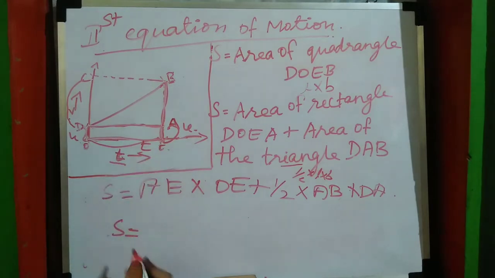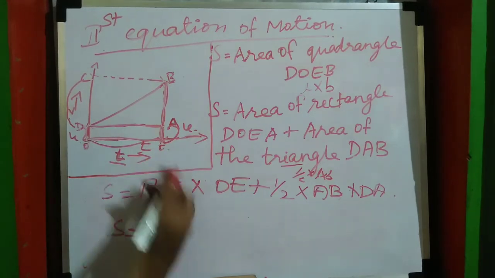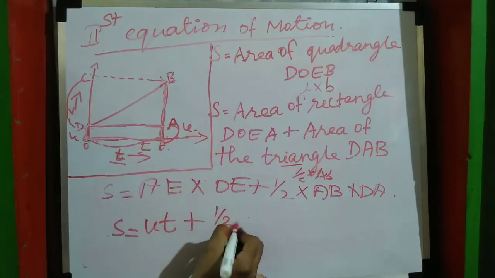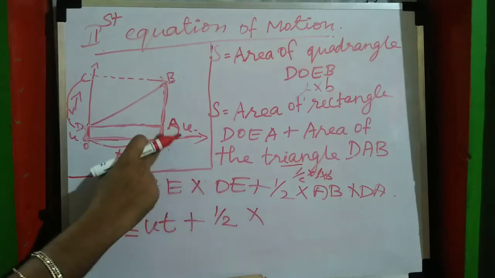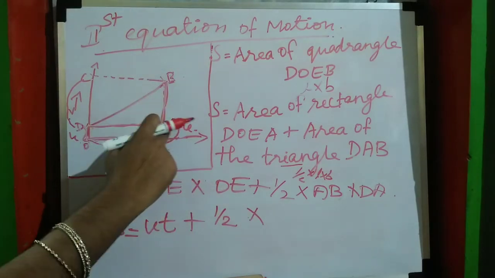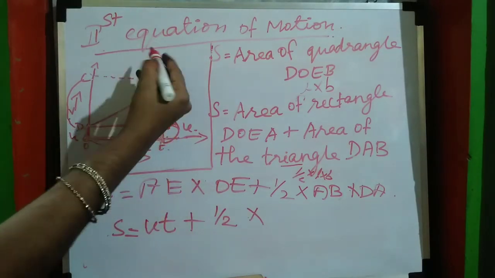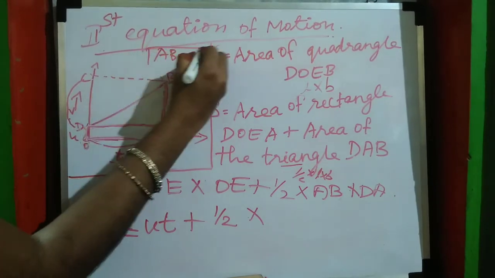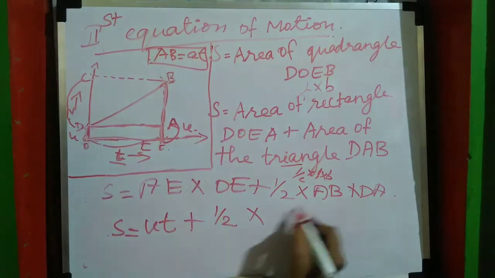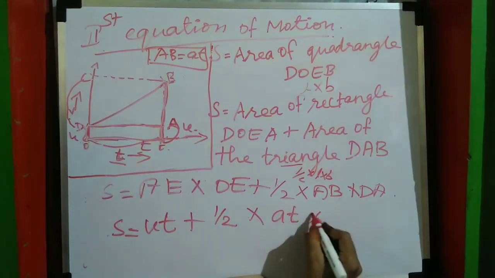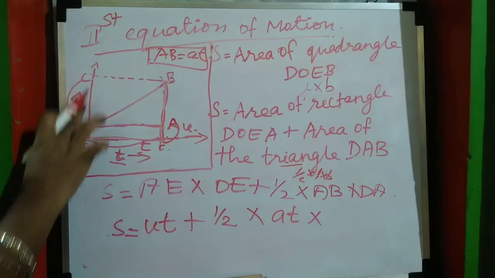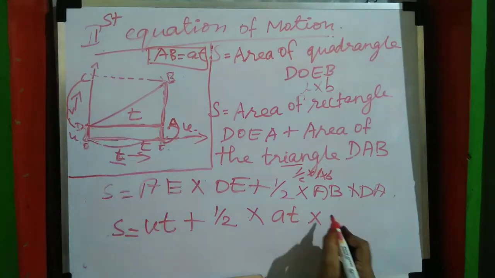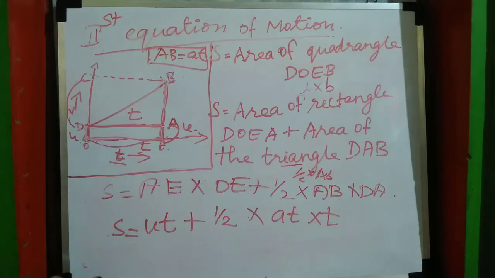So apply this value. S is equal to U into T plus half into AB. AB you already know: AB is equal to AT. So apply the value, AT into DA. DA is equal to time T. So apply this value, time T.